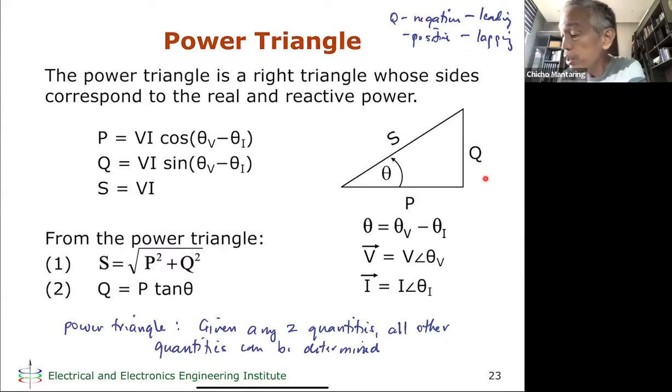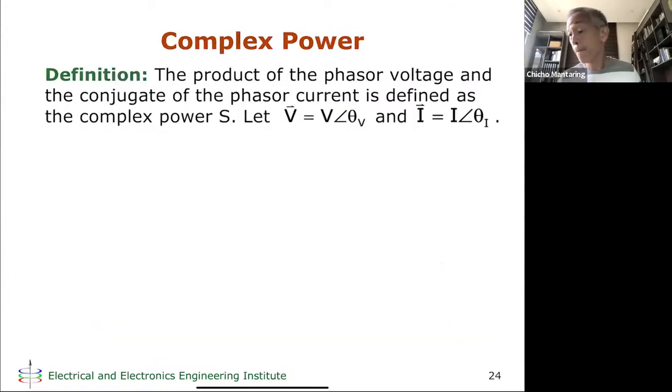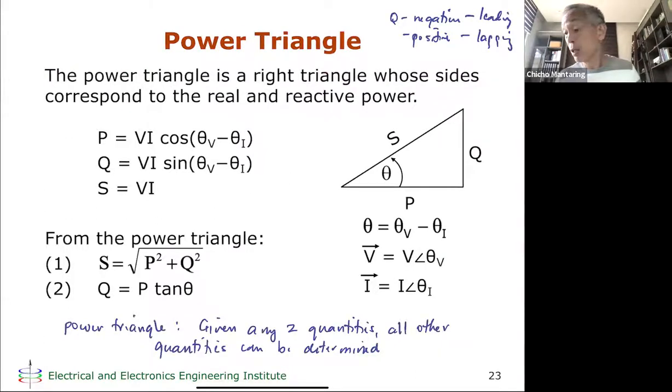Okay? If it is lagging, then Q can remain positive. So, gamitin niyo yung triangle na to, pero pag sinabi yung power factor is leading, then i-convert mo pa to a negative value. Okay?